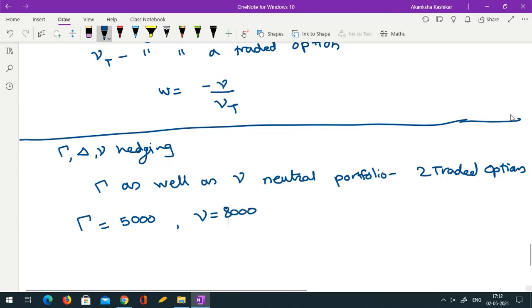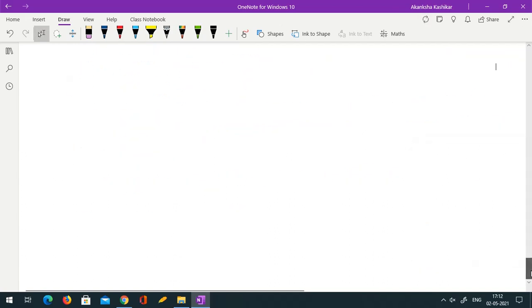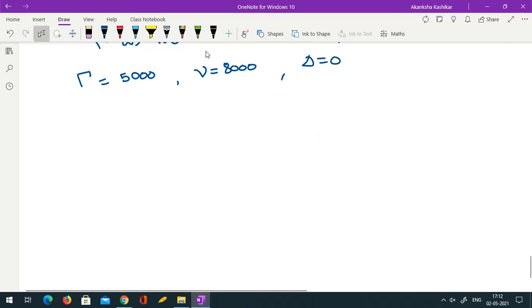Okay, gamma of a portfolio is 5000 and vega of a portfolio is 8000. And we want to make the portfolio gamma as well as vega neutral, and initially delta is 0, so the portfolio is already delta neutral. But of course when we make it gamma and vega neutral, delta may change, so we'll have to adjust it back.